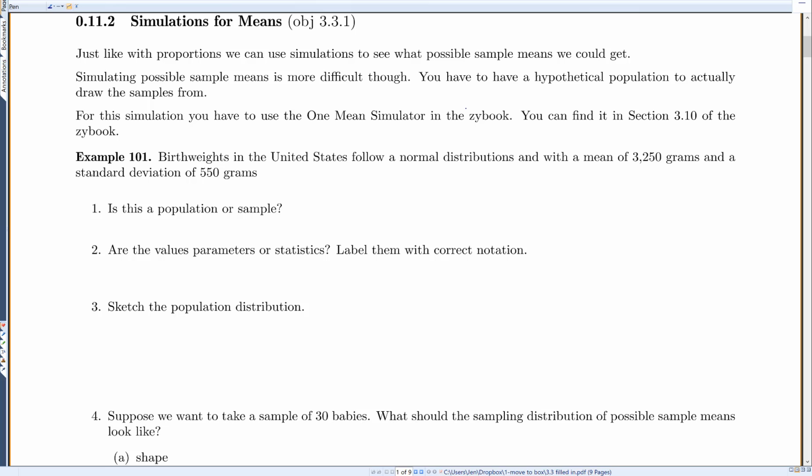Let's start with simulations for means. Just like proportions, we can use simulations to see what possible sample means we could get. But simulating possible sample means is more difficult, though. You actually have to have the hypothetical population to draw the samples from. If you remember in our last section, we did draw sample means.